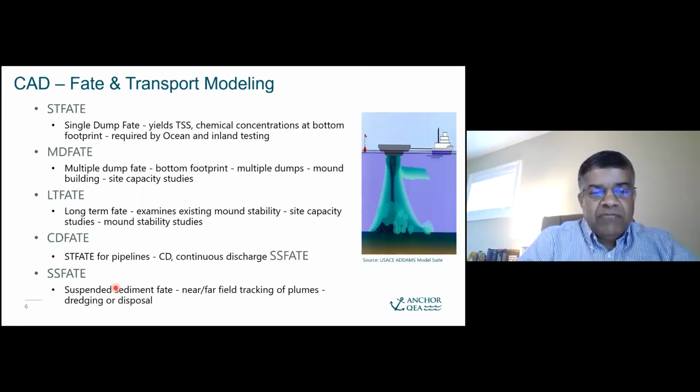We can model the placement. This is the Adams suite of the Army Corps of Engineers ERDC model, very tried and tested. Of course, it's a function of what you put into the model. So we need to do settlement tests and geotechnical analysis, but you see the tools here from the single dump fate. So again, in this picture, it simulates the split hull barge kind of placement. It can simulate other placements as well. Multiple dump simulates multiple placements, and long-term fate looks at what is a long-term dispersion, settlement, things like that. So based on the specific application, we can use any one of these to simulate the placement.